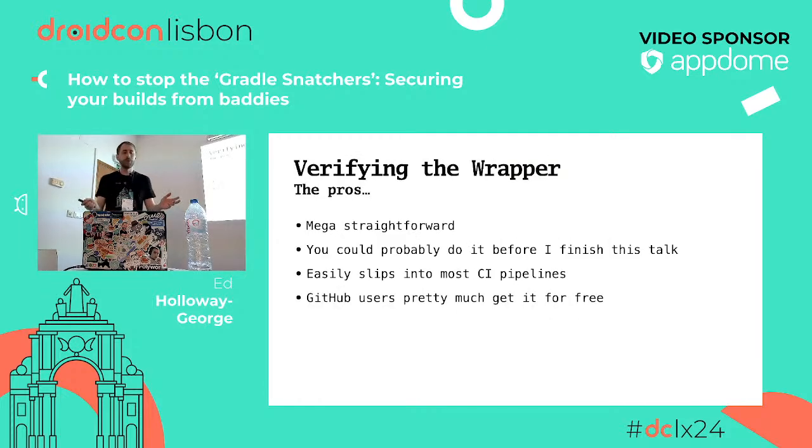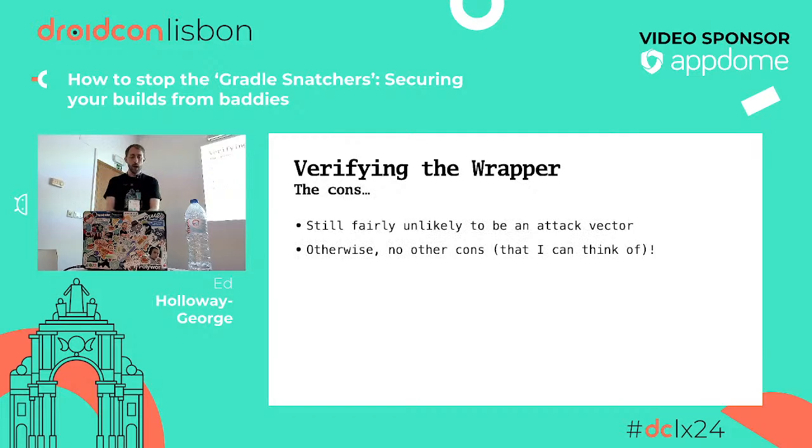So what are the pros of verifying the wrapper? Well, it's way more straightforward than not verifying it. You definitely don't want to be leaving yourself vulnerable, especially when something can be slipped into a regular commit without being noticed like that, potentially. You can definitely do this very quickly, so it's something you could probably do before I finish the talk. This is something that you can fit into most CI pipelines, so even if you're not using GitHub Actions, you can use my script or write your own, and it's something you can implement, again, in probably about 5-10 minutes. And yeah, GitHub gets it for free, so you might as well add it.